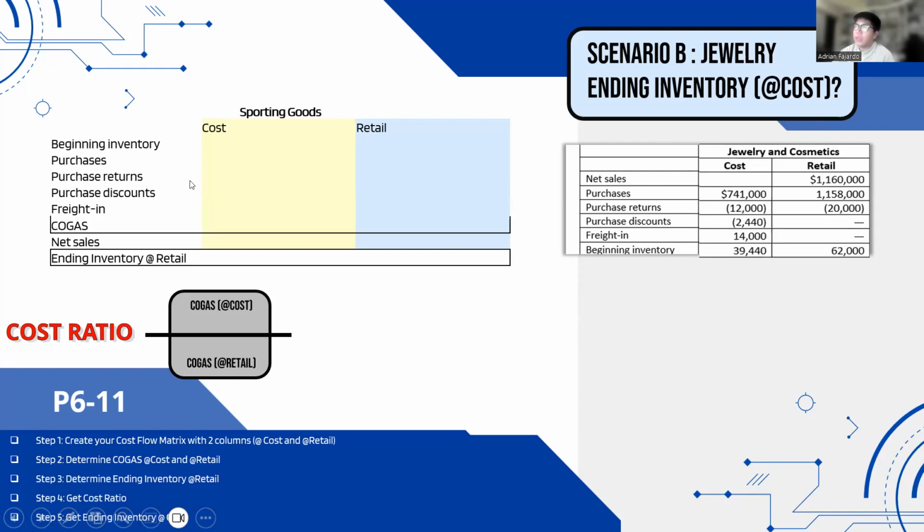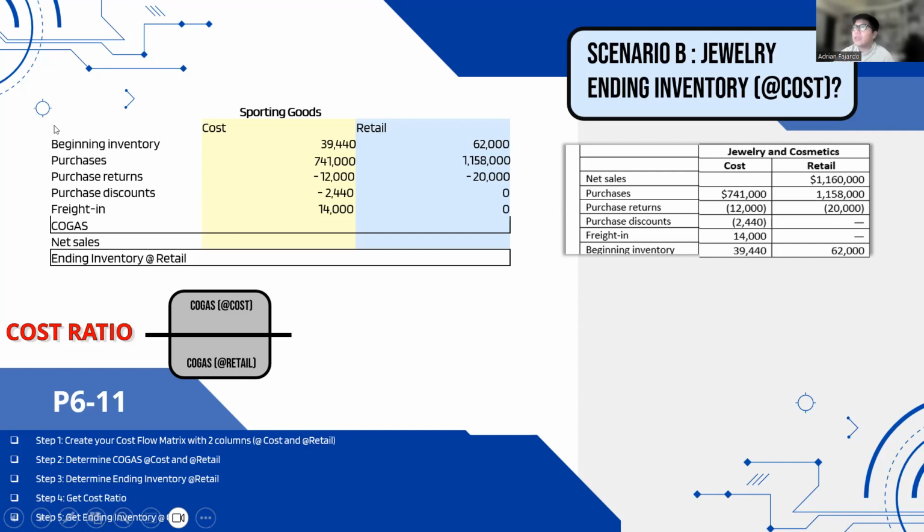So do it also with me. So step 1, again, retail method. Step 1, just follow your normal cost flow all the way until your COGAS. Pero this time, 2 columns, one at cost, one at retail. So let's see. Beginning inventory, 39, 62. Purchases is 741, 1,158,000. Purchase returns, 12, 20, and then wala yung dito. So, purchase discount, 2,440 and 14.